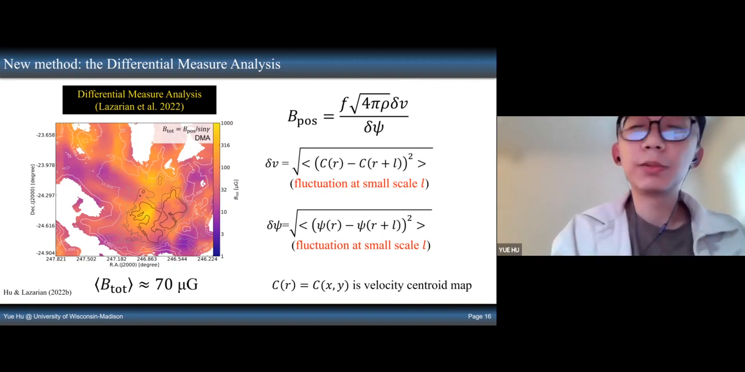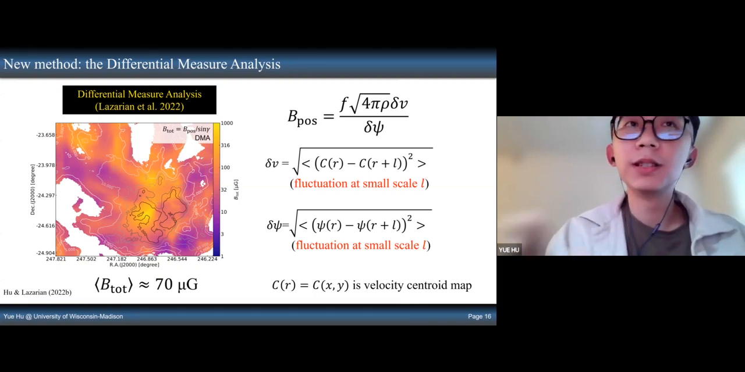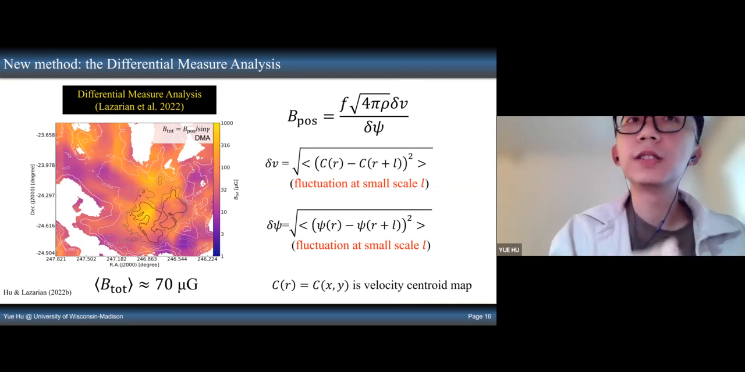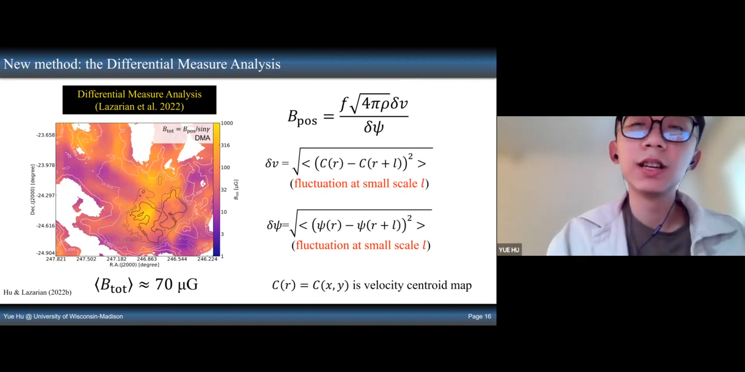Up to now, we have the total magnetic strength, and we also have the three-dimensional magnetic orientation. Therefore, this new method combined with the Chandrasekhar-Fermi method or the differential measure analysis, we successfully recovered the three-dimensional magnetic vector, including both orientation and total strength.